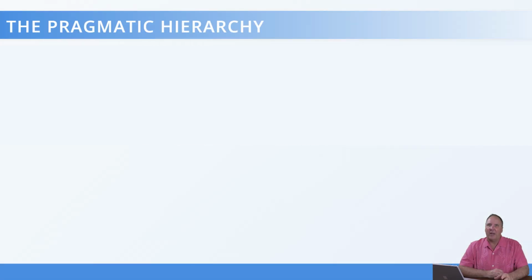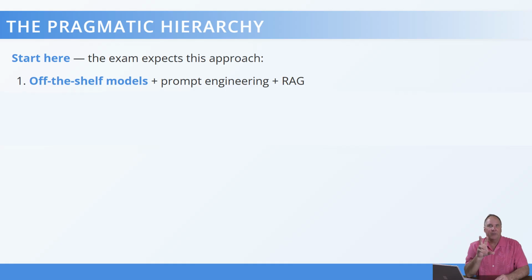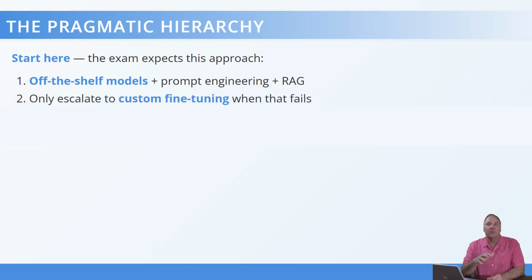Let me give you the pragmatic hierarchy that the exam expects you to follow. So start here: off-the-shelf models plus prompt engineering plus RAG. That's retrieval augmented generation. For most business problems, this combination works. You take a general purpose model, craft good prompts, and ground it in your own data through RAG. Done. Only escalate to custom fine-tuning when that approach fails.